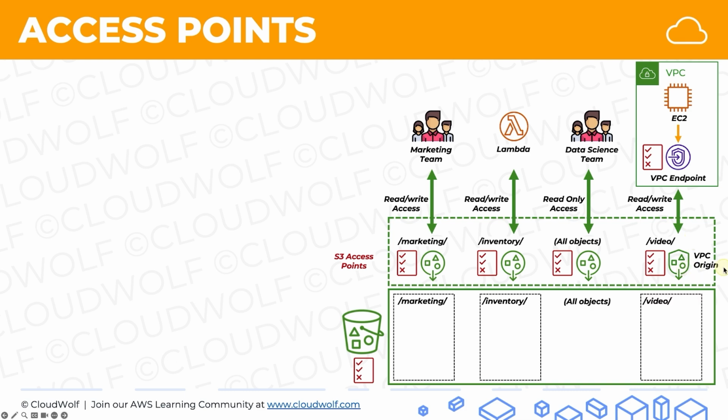And from there, for example, this EC2 instance might be processing video files. It needs read-write access to anything with the video prefix, and this can be done through this S3 access point. It's still an S3 access point, just like these ones, but it has the VPC origin specified. So there you go. That's how this works.